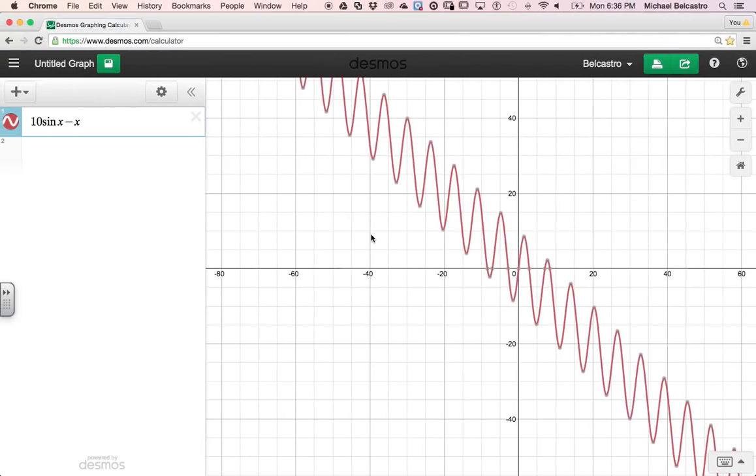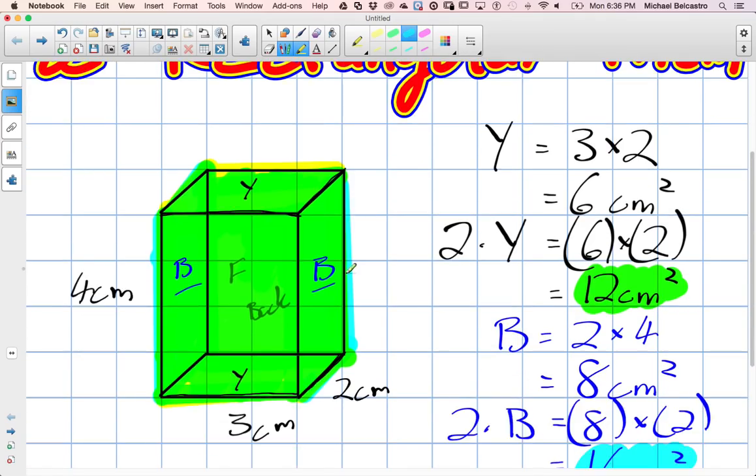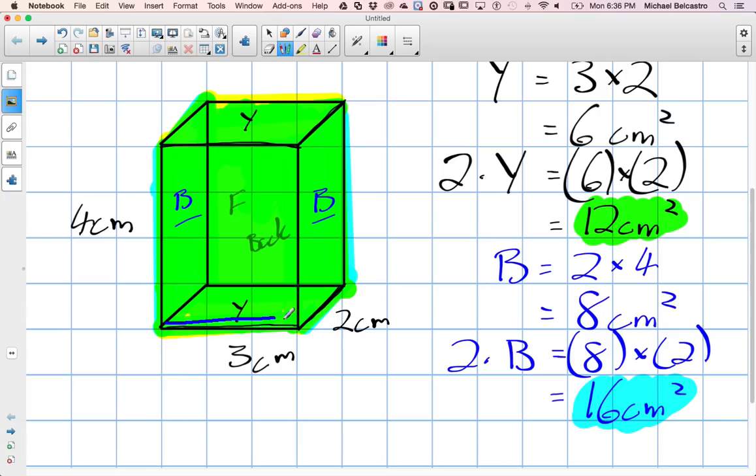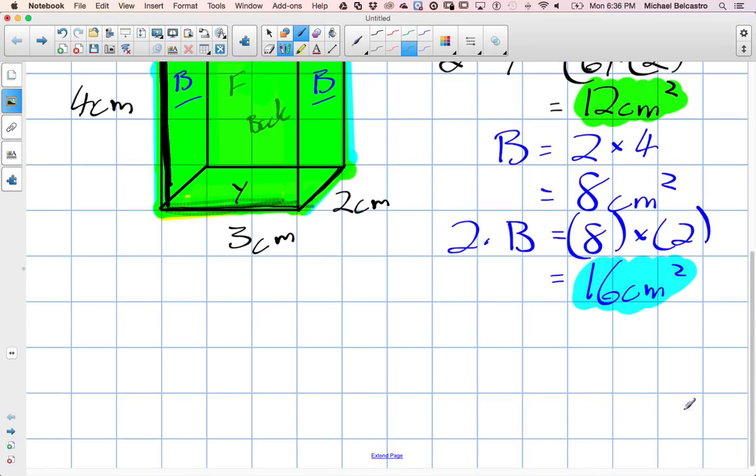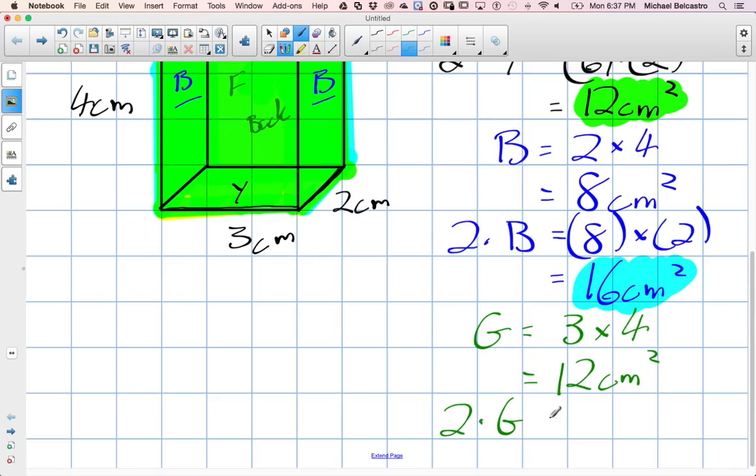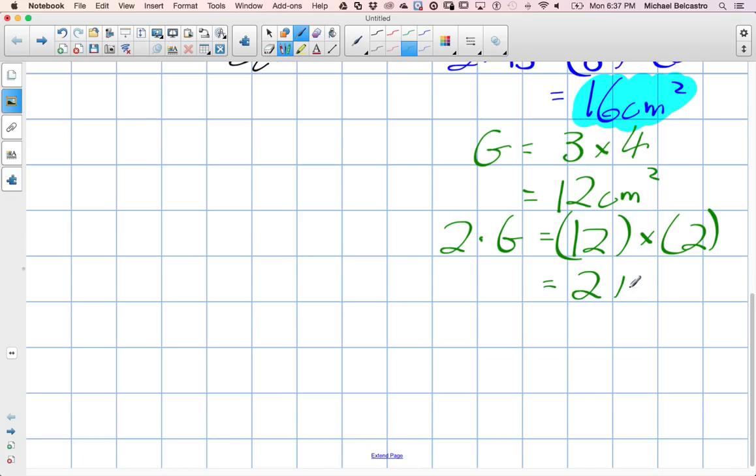And finally, we got to do the front and the back. Okay, so our front. We know our front is this wide. How high up and down does it go? 4 centimeters. 4. So it's 3 by 4. So we'll say that one's in green, right? I think that was the color we were using. So green is equal to 3 times 4. So that's equal to 12 centimeters squared. And there are 2 of them, right? So 2 times green, so that's going to be 12 times 2 gives us what? 24 centimeters squared.